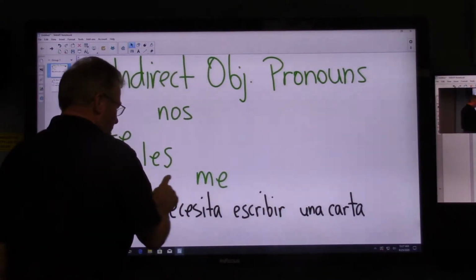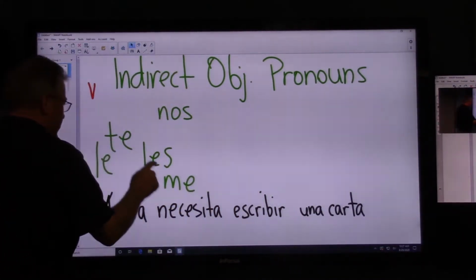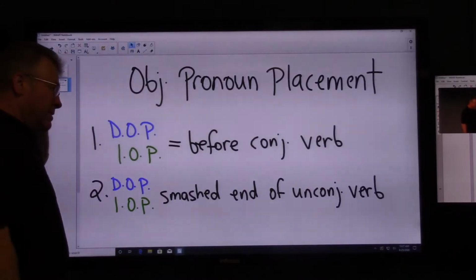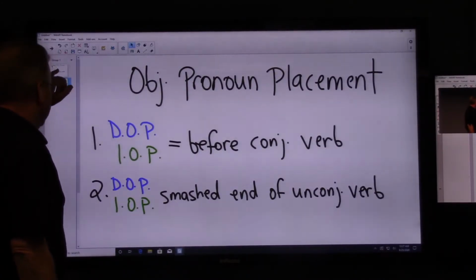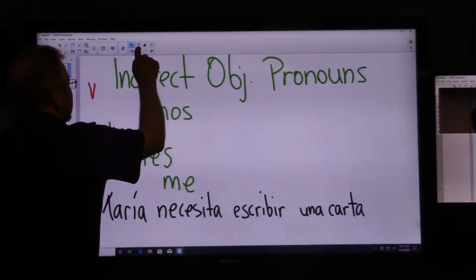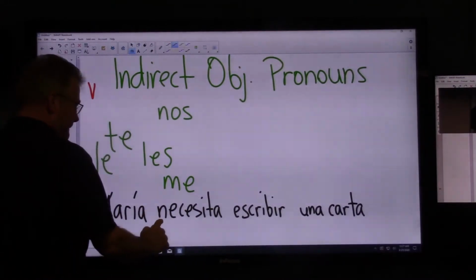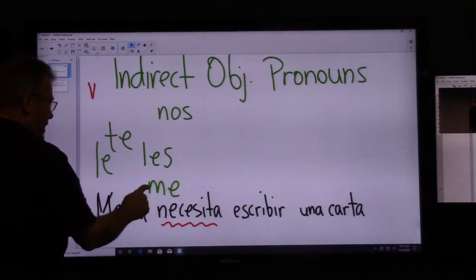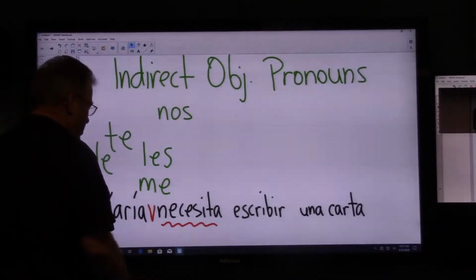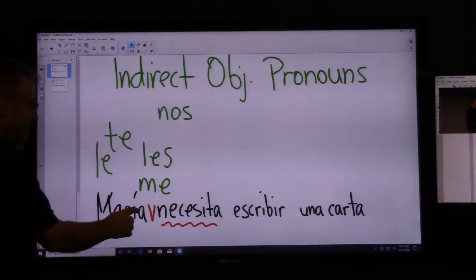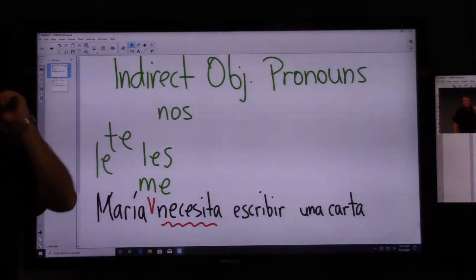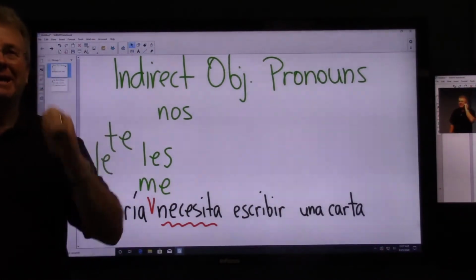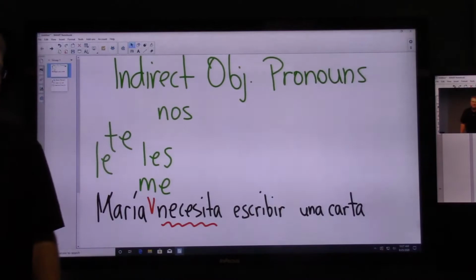Now the question is, where do I put it? Remember, what's rule number 1? It's got to go where? Before the conjugated verb. Do you see a conjugated verb up here anywhere? Right there. So if I wanted to, I could stick it right there before the conjugated verb. Juan me necesita escribir, sorry, not Juan, María. María me necesita escribir una carta. Right?